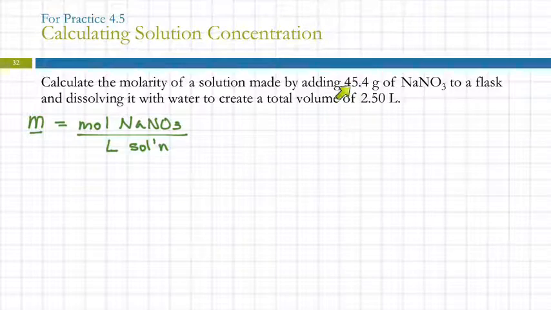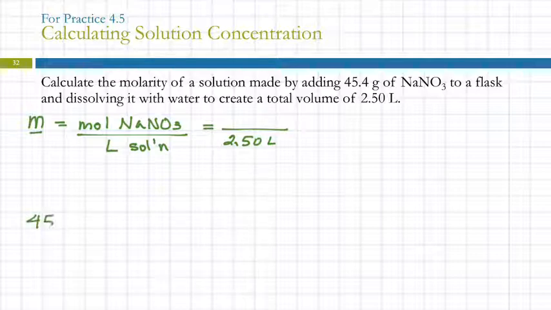So I've got some numbers here. I've got a mass of sodium nitrate, and I've got a volume. The volume is given in liters, and that's the volume I need to divide by. So I can put that into the equation, 2.50 liters. But I need the moles of solute. So I have to calculate that. And calculating molar masses and converting between grams and moles is something that should be very straightforward for you at this point. Okay, we end up doing it a lot, just all the time.